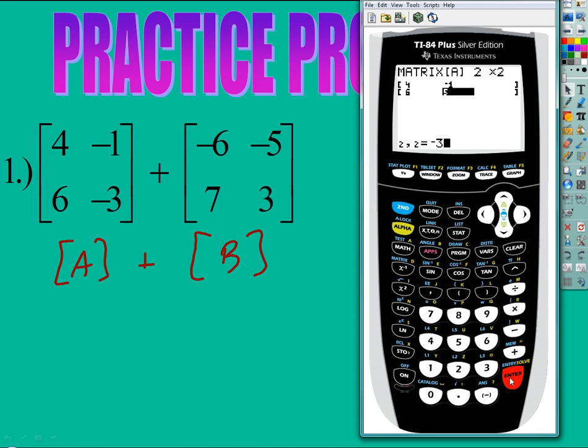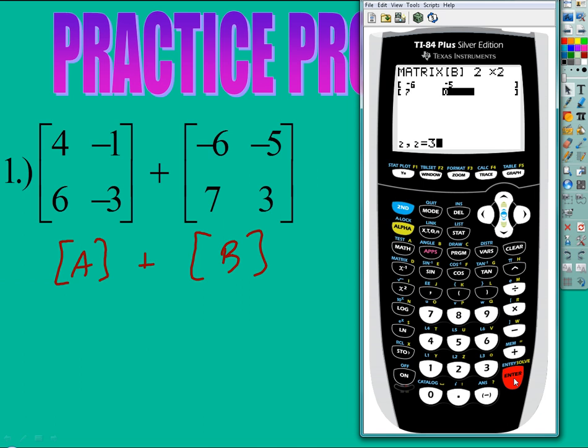So now to build matrix B, where would I go? Second matrix. I've got to go over to edit, right? So scoot over to edit, and I either hit the down arrow or I just type a 2 to get me to matrix B. So that needs to also be a 2, enter, and that's already a 2, so I'll just hit enter. And then I'll populate it with these elements. So negative 6, enter, negative 5, enter, 7, enter, 3, enter. And now I've got matrix B.